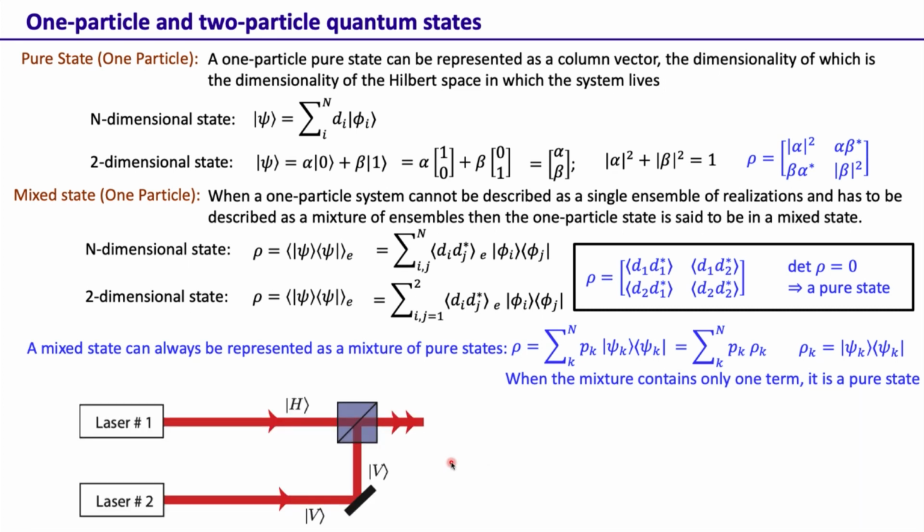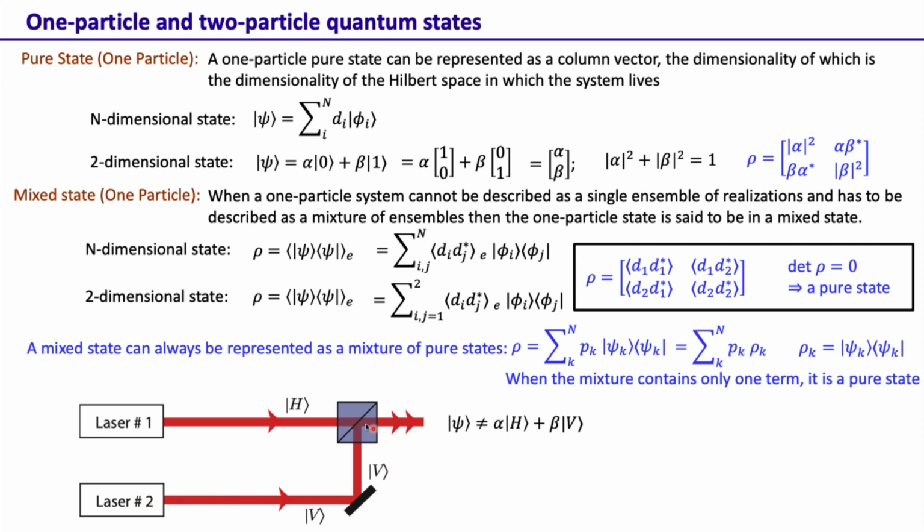Now, to give an example, again we have done this before, as to what is a one particle mixed state. We can imagine laser number 1 and laser number 2. These are two independent lasers, and we have a photon either coming from this or coming from that. We don't have two photons. If the photon comes from this, it is horizontally polarized. If the photon comes from that, it is vertically polarized.